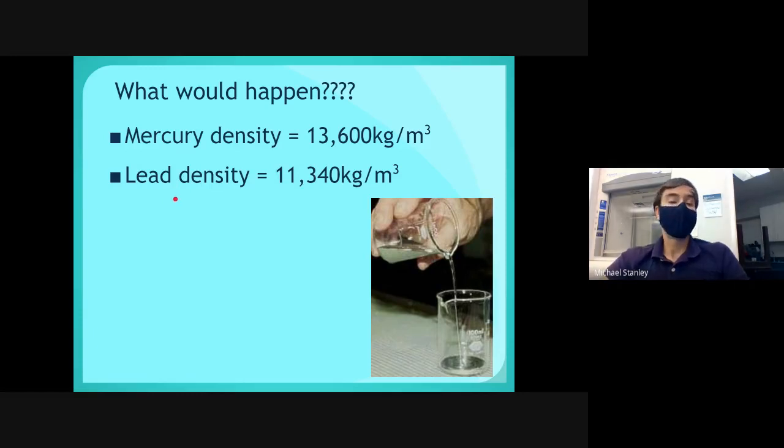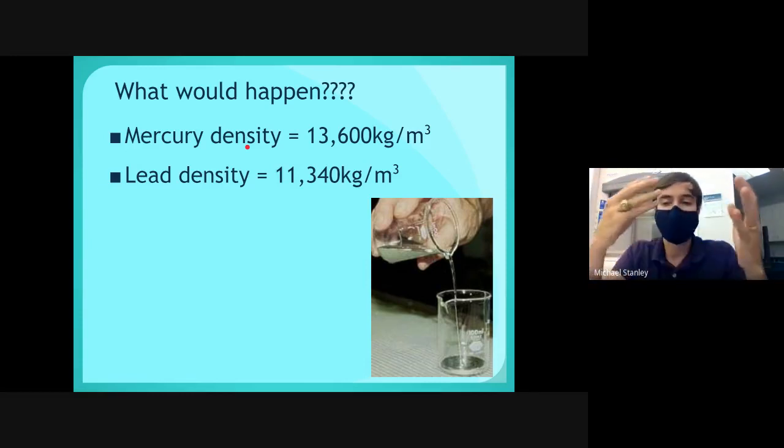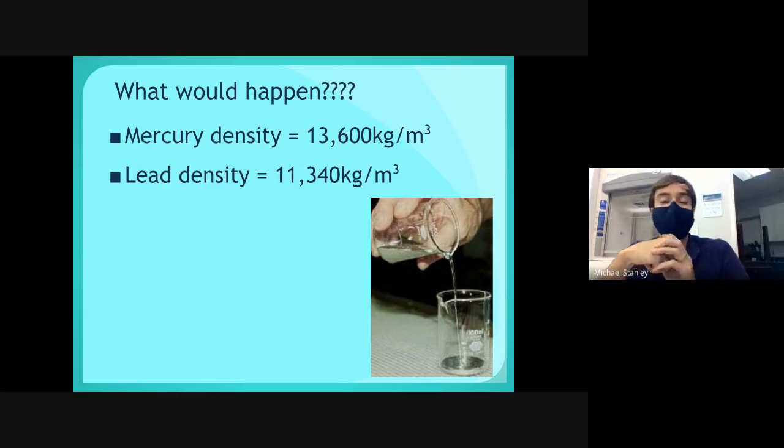So imagine that you have a lead ball and a beaker full of mercury. What do you think is going to happen if you take that lead ball and drop it into that glass of mercury? Do you think it's going to sink down to the bottom? Is it going to float on top? Or is it going to kind of hang out somewhere in the middle?